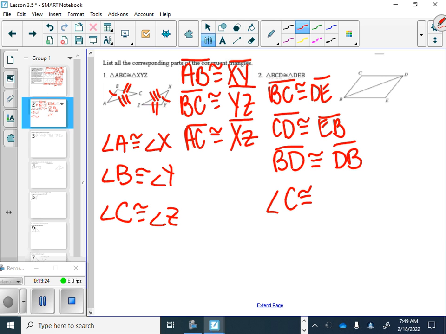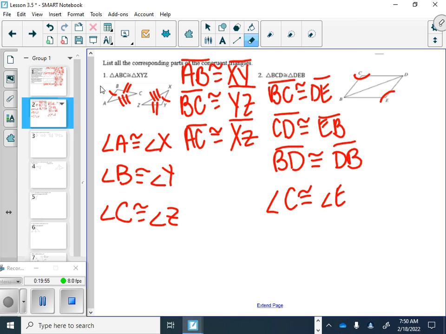What is angle C congruent to? E. C and E are congruent to each other. They're both the second letter. I cannot keep going with this because of this line right here. So notice that B and D are not a whole angle. We don't know if they're cut in half. We just know that this is going through those angles. So I can't keep going with this. But I can figure this out.